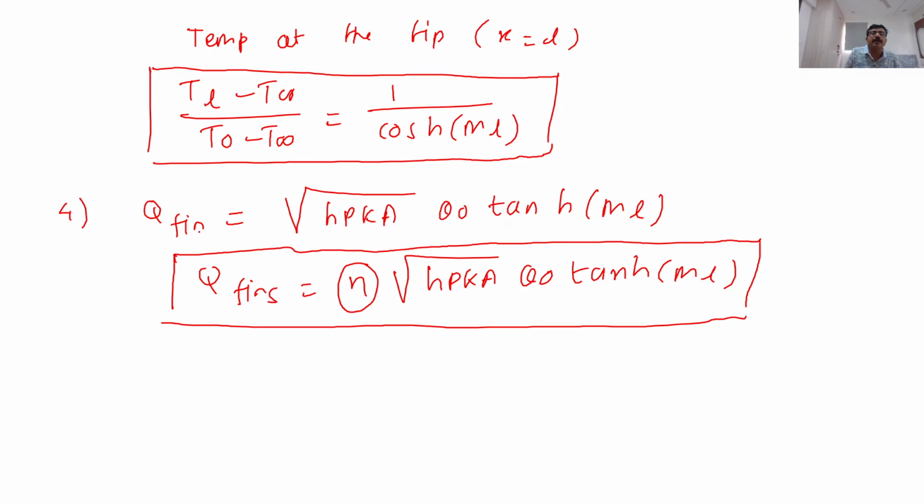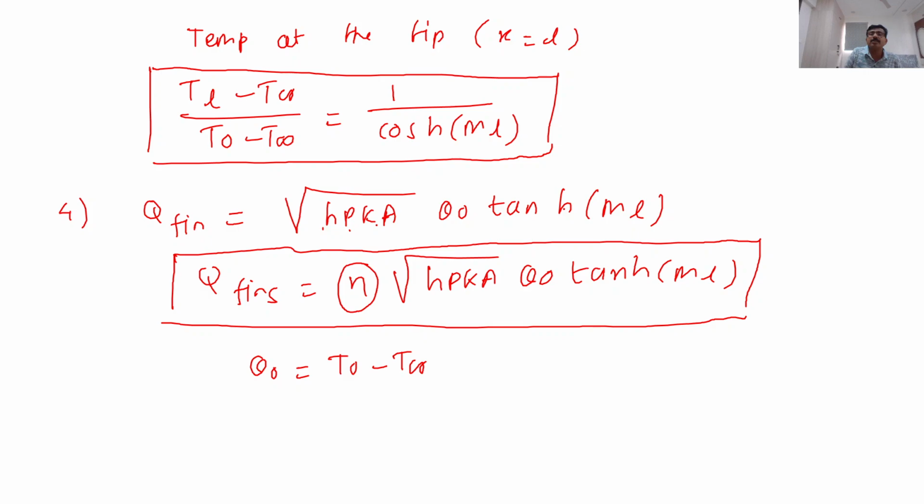Now in this formula, if I want to know each and every parameter, you already know h, convective heat transfer coefficient, you already know P, perimeter, you know k, thermal conductivity, you know A, cross sectional area perpendicular to length. What is theta 0 now? Theta 0 is nothing but T0 minus T infinity. What is T0? Base temperature of the wall. And what is T infinity? Surrounding temperature, where the fins are dissipating or transferring the heat.